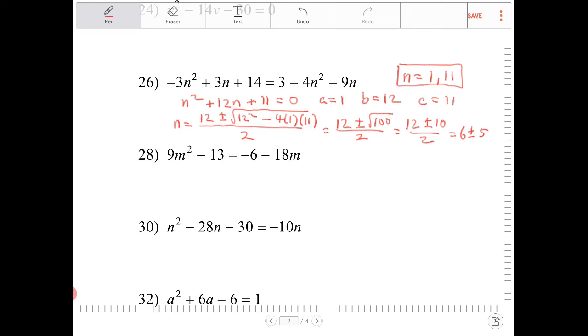I'm sorry, I made a mistake, and that's what happens when I talk to myself. b is actually negative 12. So this should be negative 12, and if that's the case, that's negative 6. And so the answer is actually, in fact, negative 1 or negative 11.